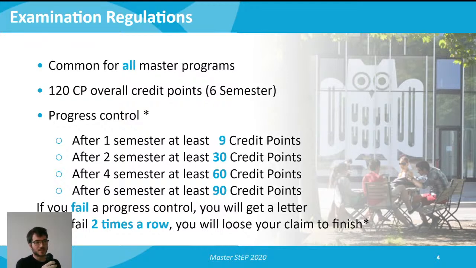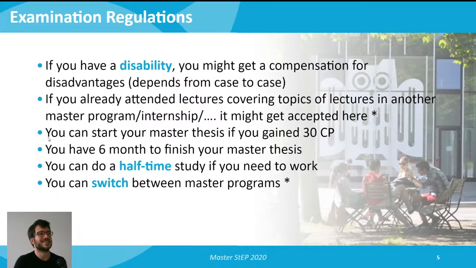There's a progress control after 1 semester, the 2nd, the 4th, and the 6th. If you fail progress control, it's not a problem in the first place. You will get a letter and then they will talk to you about how they can help you achieve your goal of studying. If you fail 2 times in a row, you will lose your claim to finish, but you have to take a meeting with them, and if you have valid reasons why you failed the 2nd time, again nothing will happen. But it's really bad if you fail 2 times in a row, so study harder. If you have a disability, you might get compensation for disadvantages.